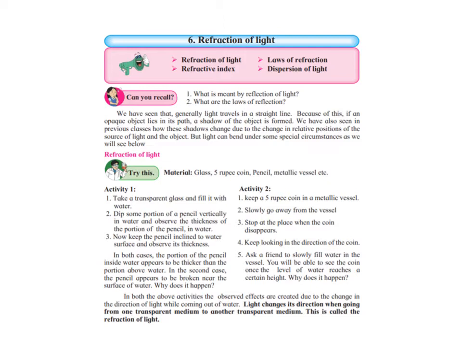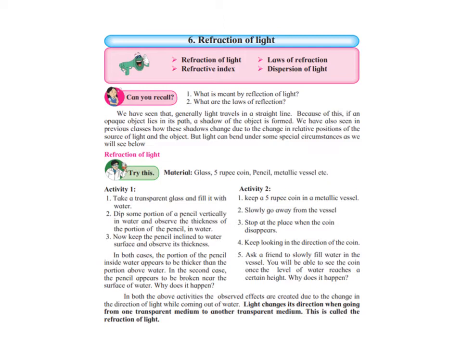What are the laws of reflection? Now laws of reflection are the angle of reflection is equal to the angle of incidence. The incident ray, the reflected ray and the normal lie in the same plane. The incident ray and the reflected ray are always on opposite sides of the normal. This is what we have learned in the previous classes. That was reflection of light.